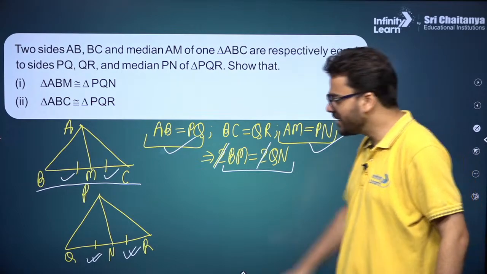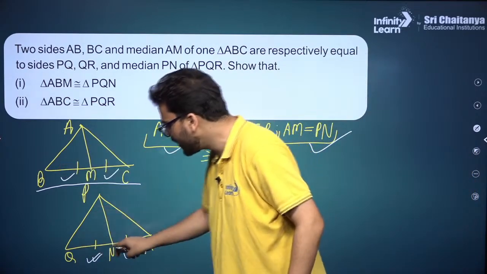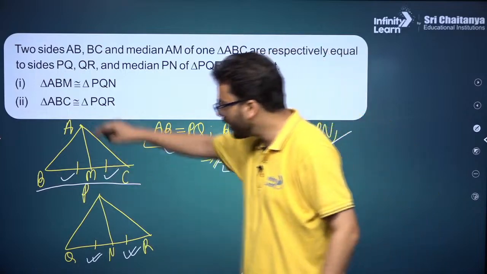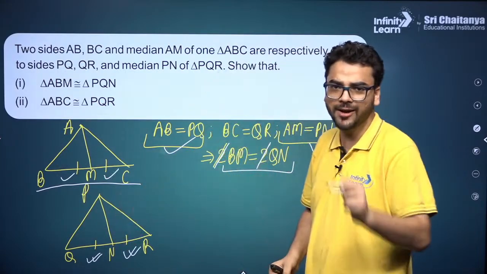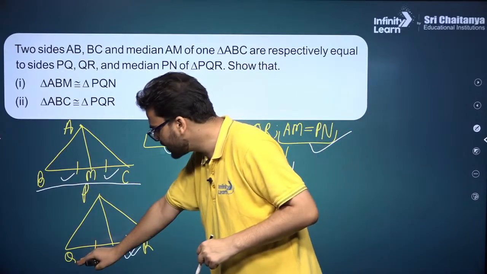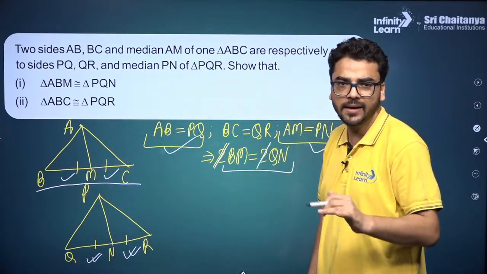So basically, in this triangle ABM and PQN, we have AB is equal to PQ, AM is equal to PN, that is already given, and we have proved BM is equal to QN, correct? Any doubt over here?